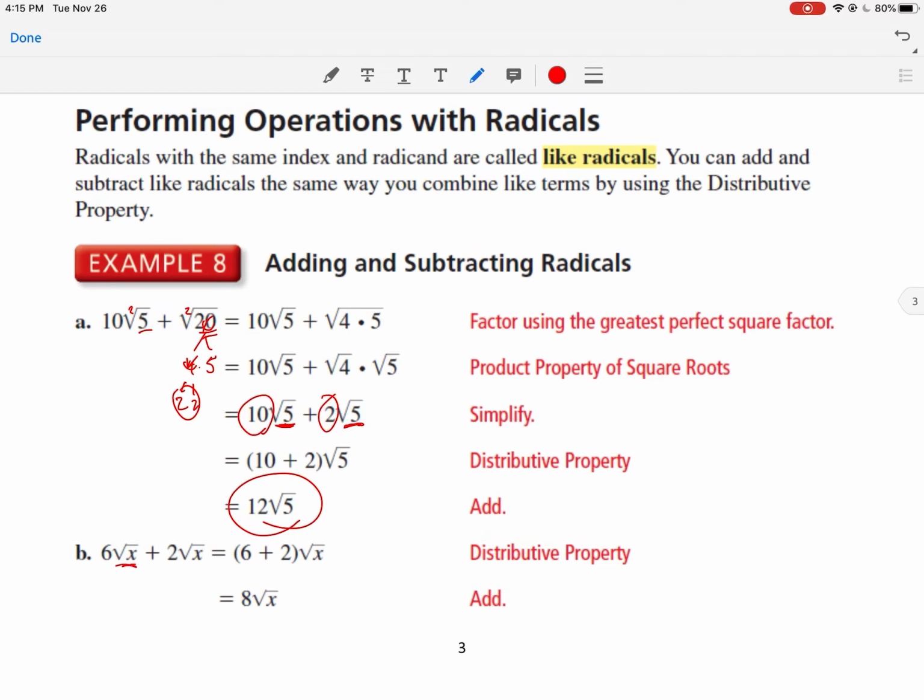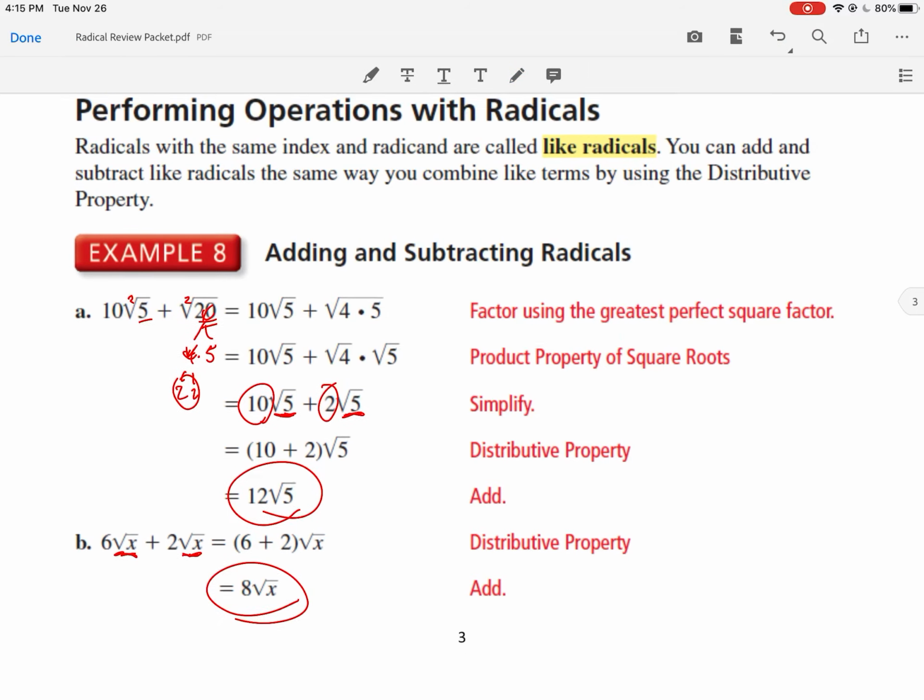Okay, they do it in a weird distribution way. I just think, okay, my radicals are the same, so that's a unit. It's like I got 6 bananas and 2 bananas. I got 8 bananas.